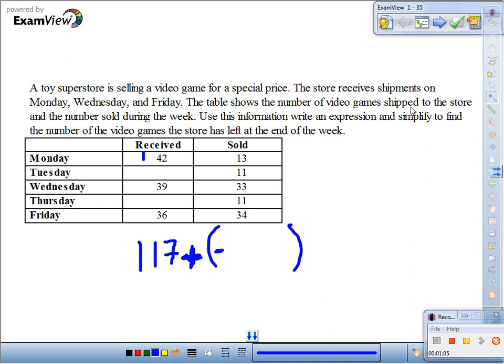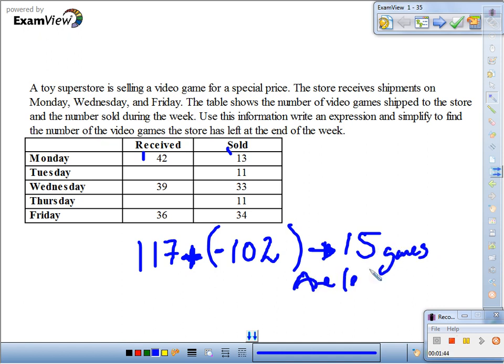The table shows the number of video games shipped to the store and the number sold during the week. Use the information to add an expression and simplify to find the number of video games the store has left at the end of the week. So we add all these. This is 3 plus 1 plus 3 plus 1 plus 4. That's 12. Carry 1. Is that correct? All right. 1, 2, 3, 6, 7, 8, 9, 10. That's 102. Combine those. You have 117, but 102 were sold, so we're left with what? 15. So therefore, 15 games are left in the store.